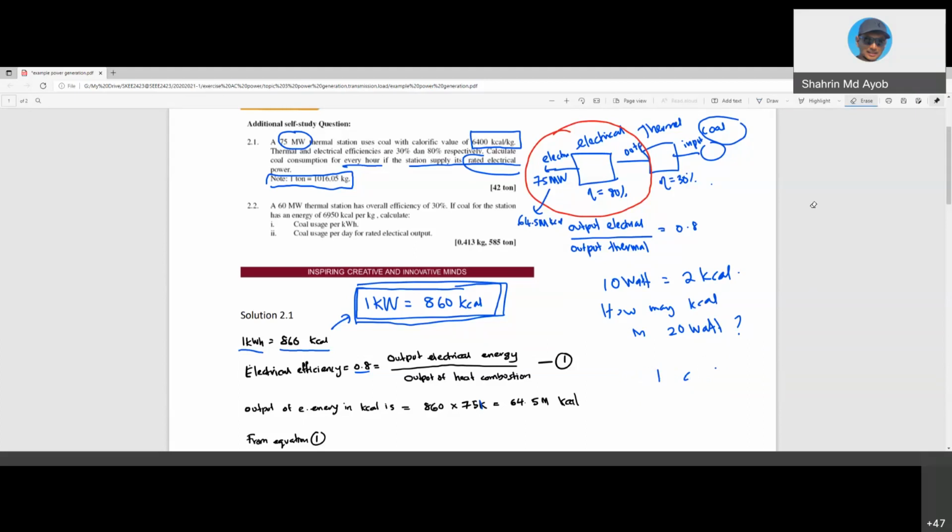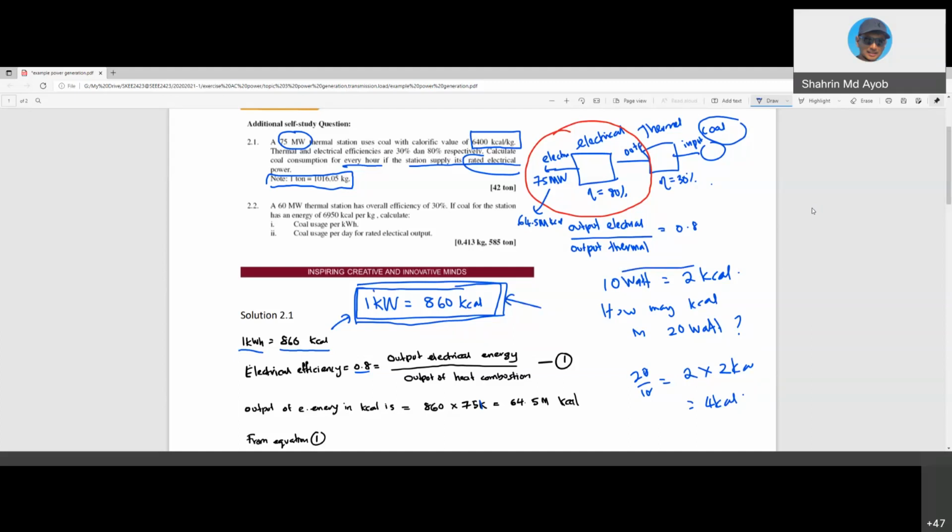Because to get 4 calorie, I want to see how many 10 watt inside 20 watt. Yes, 2. 20 over 10, so only 2, and then multiply with 2 calories. So that's why you have 4 calories only. Go back to this one: this is not 1 watt equal to 860 calorie. This is 1 kilowatt. So I want to know how many 1 kilowatt inside 75 megawatt.